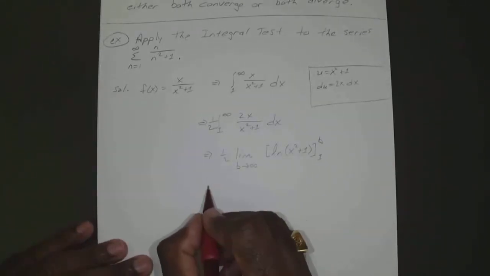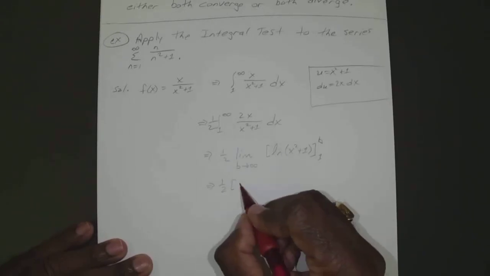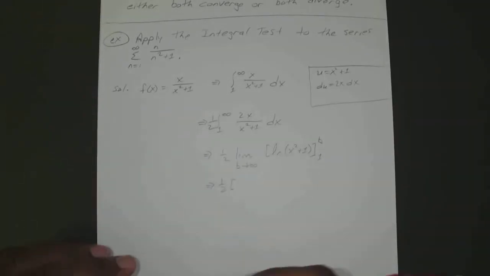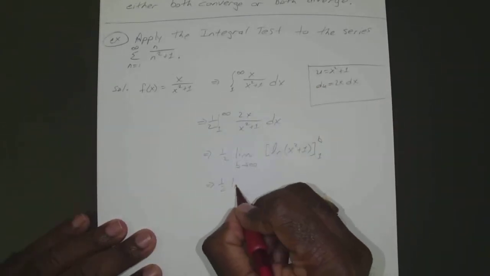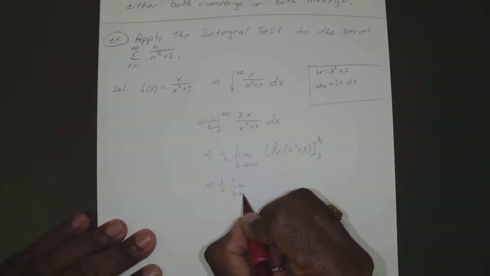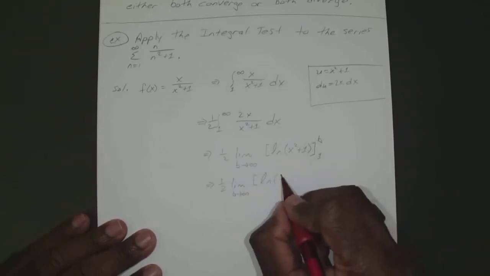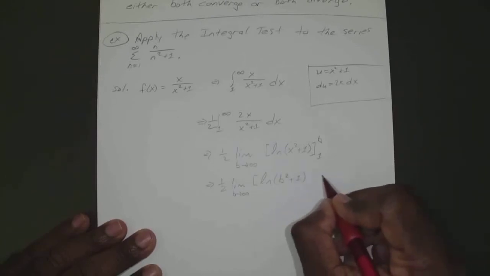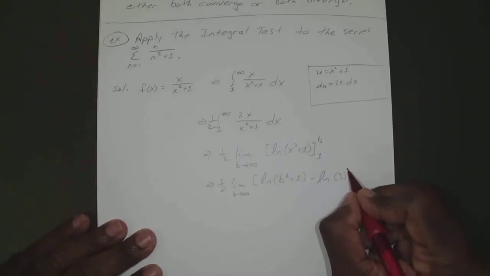All right, so that would give you 1/2 times the limit as b approaches infinity of natural log of b squared plus 1 minus natural log of 1 plus 1, which is just natural log of 2.